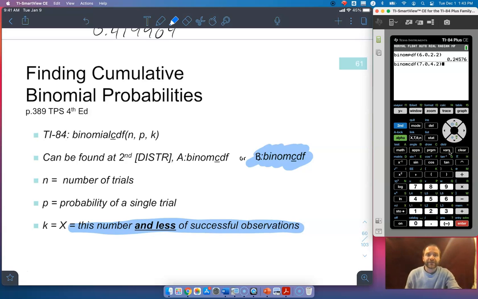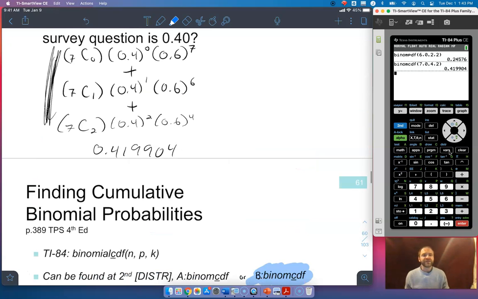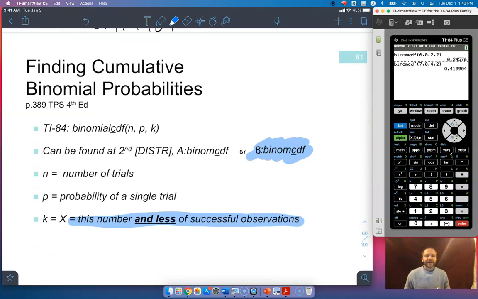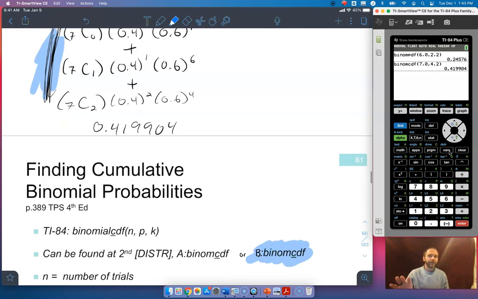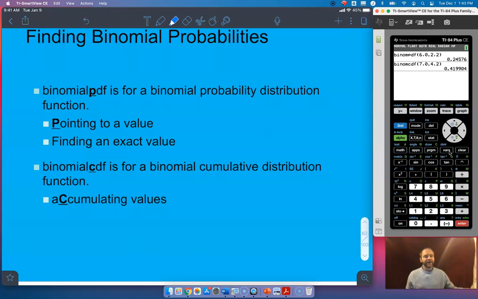So here is binomial CDF. In that case, I was right, 0.419904. Amazing. There's binomial CDF. There's the setup for it. And for this case, it's just one of those things where you have to show a certain amount of work, but then go to the calculator, people. All right, so the difference between binomial PDF and binomial CDF is that binomial PDF points to a value. Binomial CDF accumulates the values at that number and below that number. So if you're looking for an exact value, one value, binomial PDF. If you're looking for cumulative values, that number or less, then it's binomial CDF.